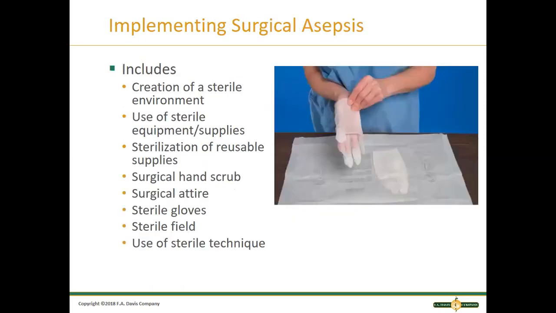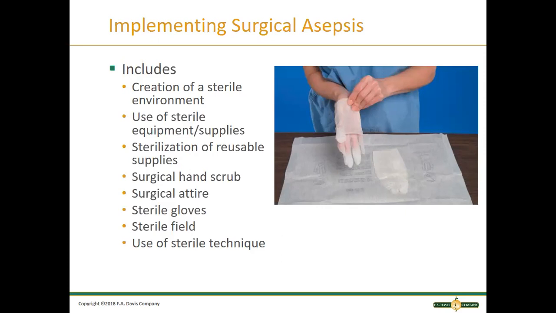Implementing surgical asepsis. That includes you're going to create a sterile environment. You're going to use sterile equipment and supplies. You're going to have a sterilization of reusable supplies. So that just means some of our metal like forceps or basins, they will be rewrapped in a special wrapping again, and then they will go to a sterilization or an autoclave machine and be sterilized again.